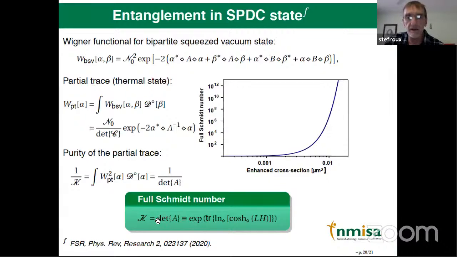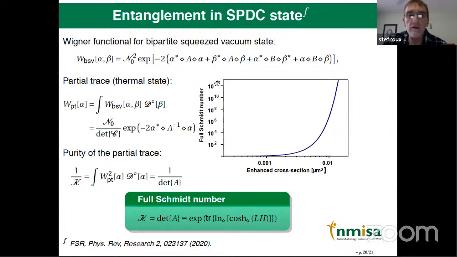And I can express such a determinant as the exponent of the trace of the functional logarithm of that kernel function, which is in this case the cosine function. That L is the length of the crystal. Now this is difficult to solve. Again, we have to make some approximations, typically the thin crystal approximation.